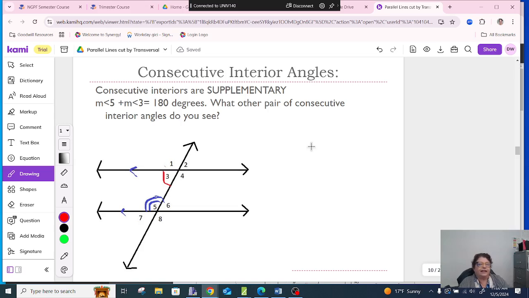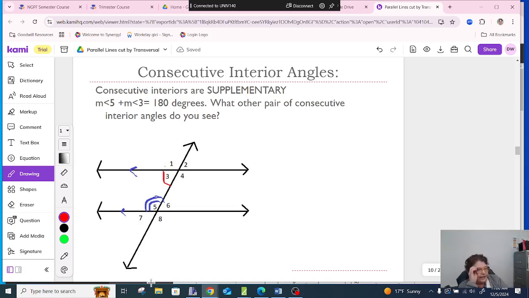Okay, consecutive interior. These are the only ones that are not equal to each other. These are supplementary. What does supplementary mean? You remember? Supplementary. Has to add up. It's actually on the paper. What do they have to add up to? 180. We need to add them together to equal 180, as long as these are parallel.